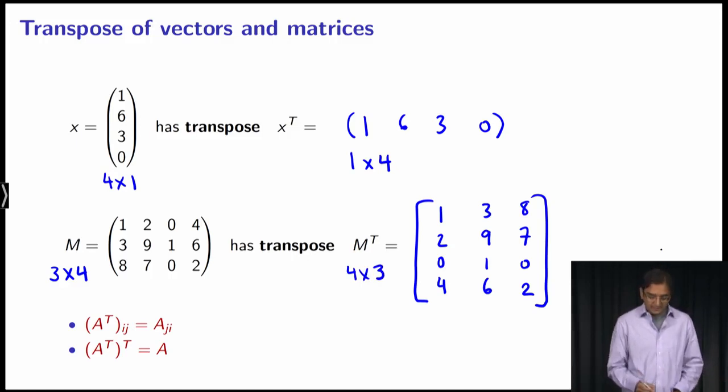So formally, the transpose, A transpose, is given by the following equation. The ij entry of A transpose is simply the ji entry of the original matrix. Rows and columns are switched. And one thing that's not hard to see is that if you take the transpose and then you take the transpose again, then you end up with the original matrix.